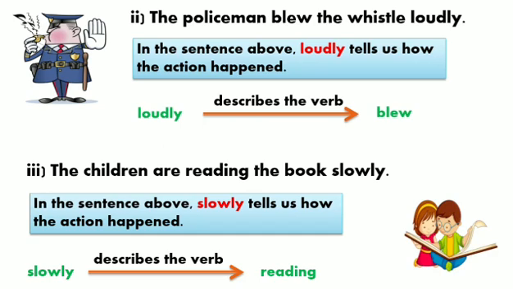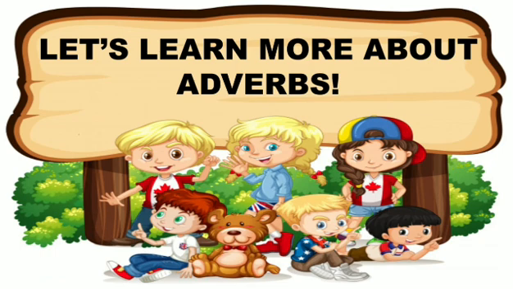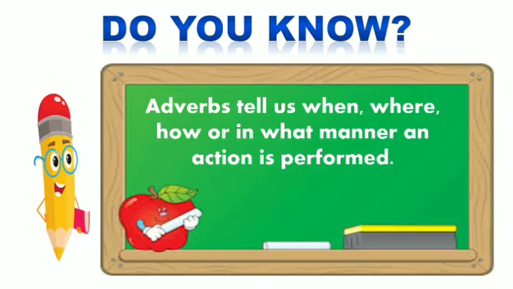The word slowly is telling how the children are reading. In what manner are they reading? So, in this sentence, slowly is the word which is describing the action reading. Therefore, slowly is an adverb which is describing the verb or the action word reading. Clear? Okay. So now I have something more for you to learn about adverbs.